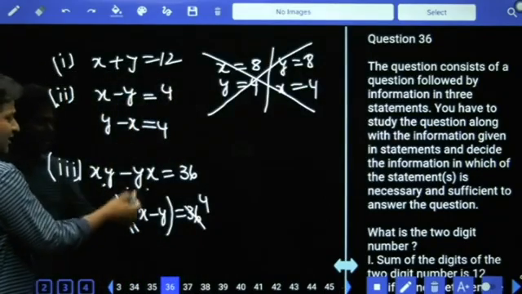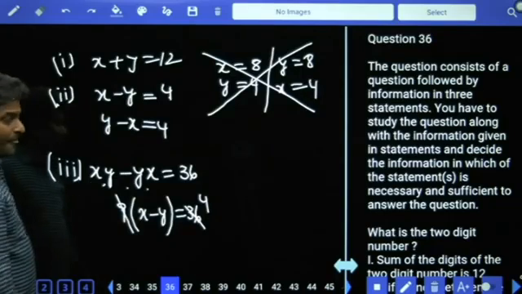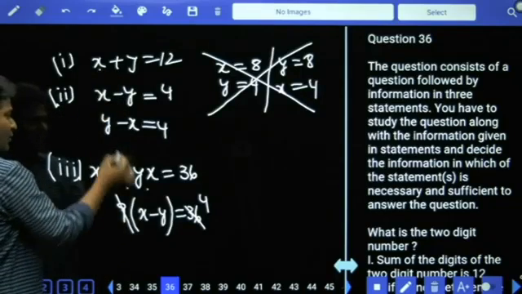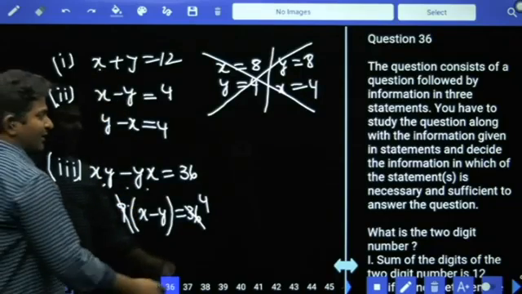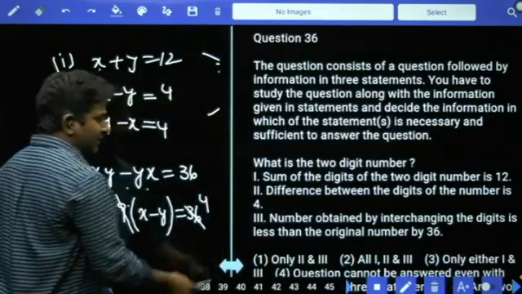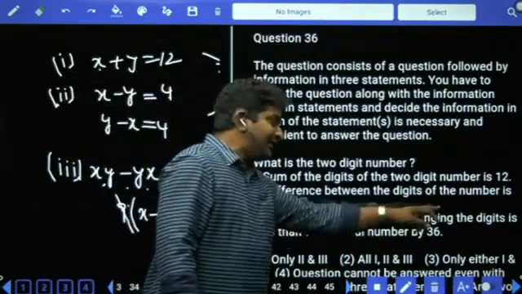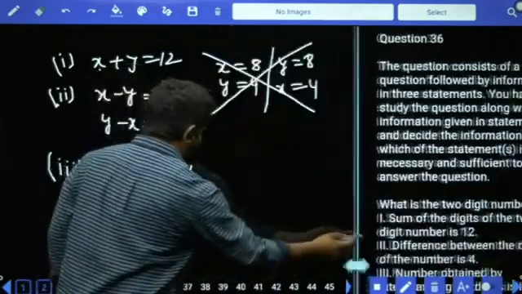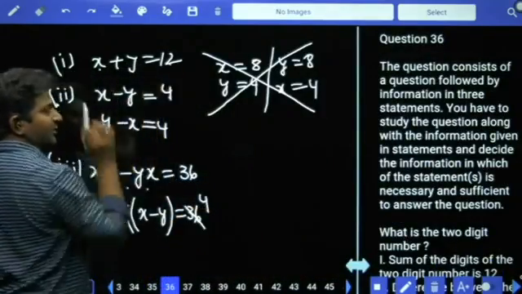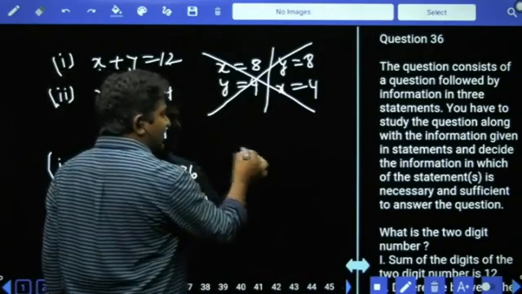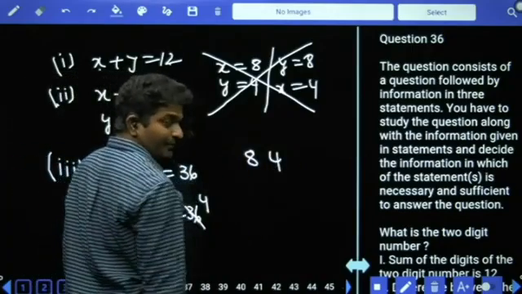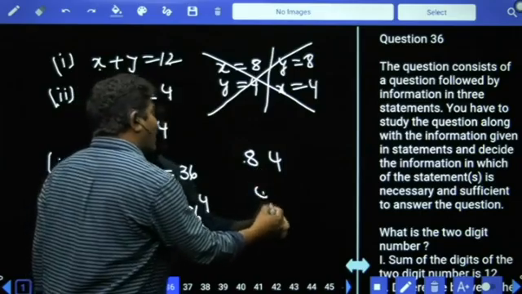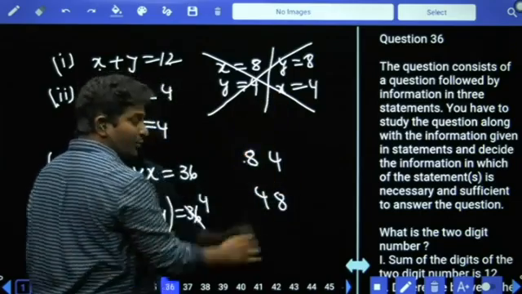Now second one and third one similarly same. But here if you use 1 and 3, observe this. Number obtained by interchanging the digit is less than the original number, meaning, so difference is 4, sum is equal to 12. One number is 8 and the other number is 4. So it can be 84 or even 48 also. Like this, you'll get two possibilities.